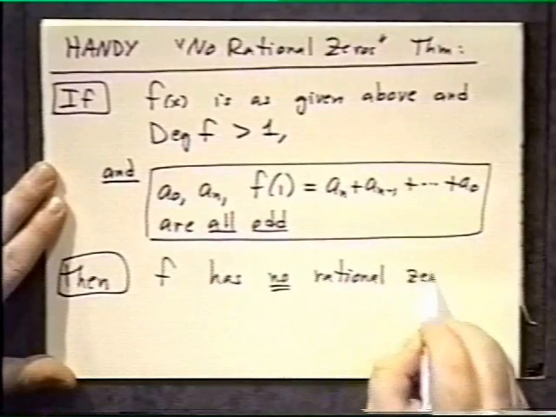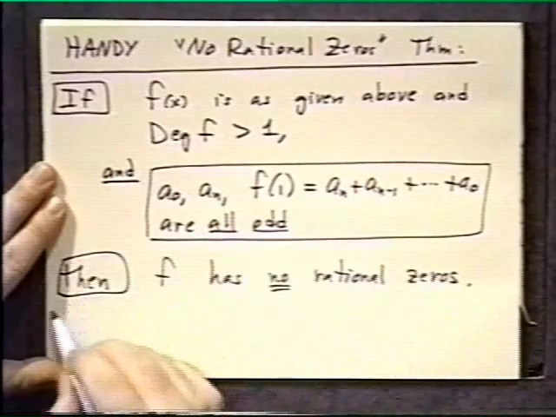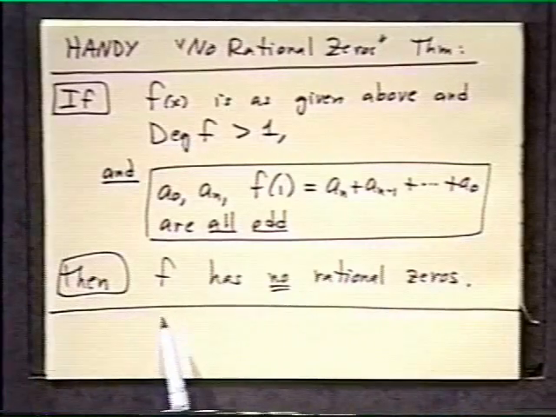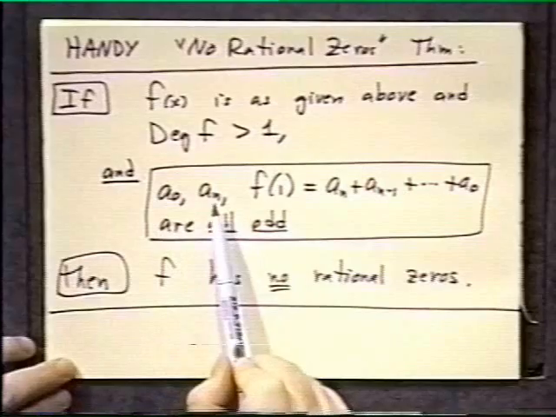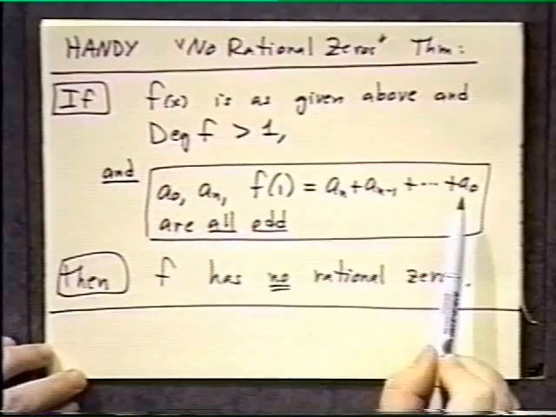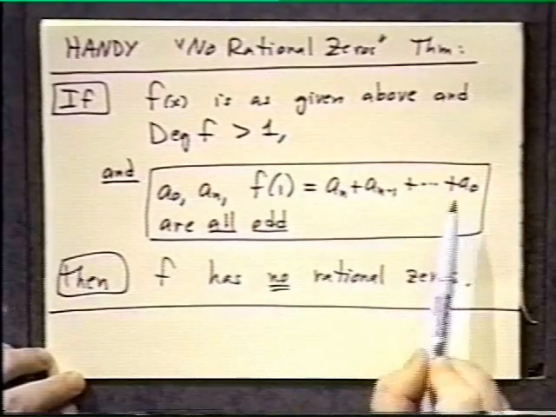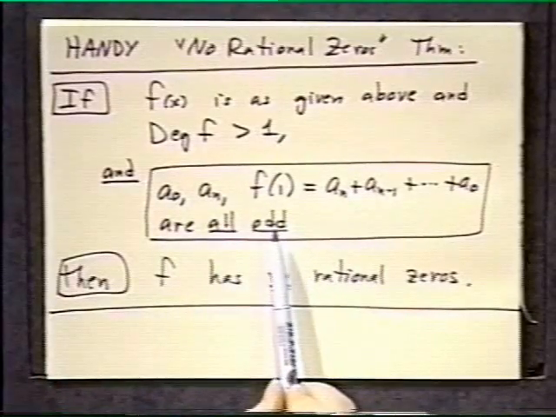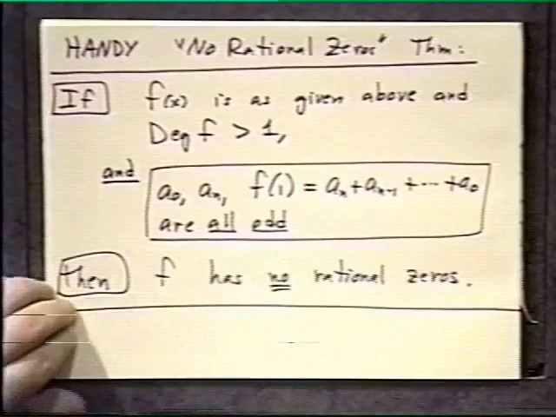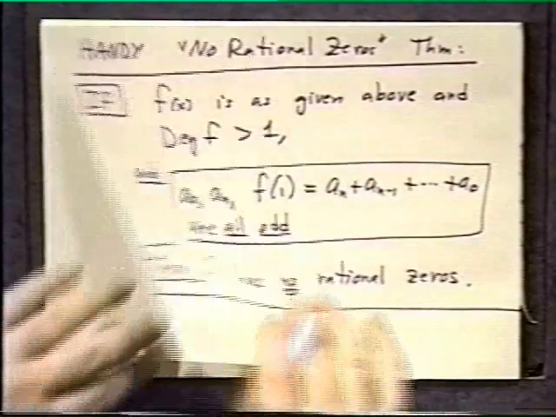Now I won't prove this theorem either, but it is extremely handy, as you can expect, because it's very easy at a glance to see if a0 and an are odd, and f of 1 is just add all the coefficients together. That's not very hard either. So it's very easy to check whether this condition is met, and if it is, then the function has no rational zeros, so you need not bother looking for them.